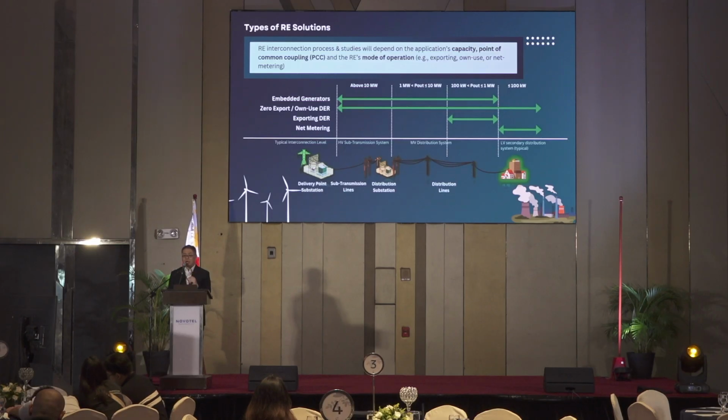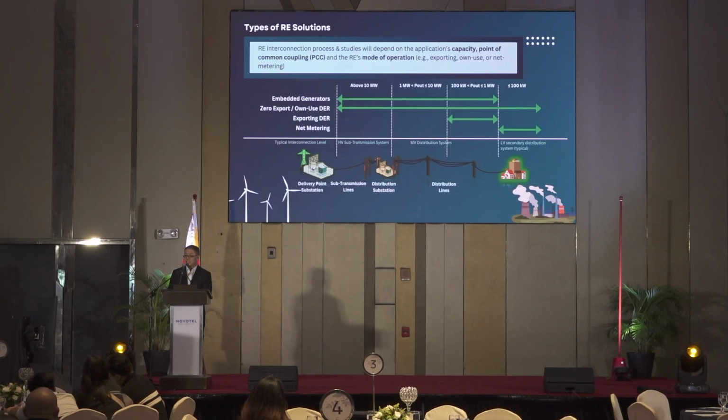The main objective of this solution is to offset one's own consumption as well as to sell off your excess power to the grid if there's any excess power. They are connected at the low voltage distribution system typically, and they range from 100 kilowatts and below.